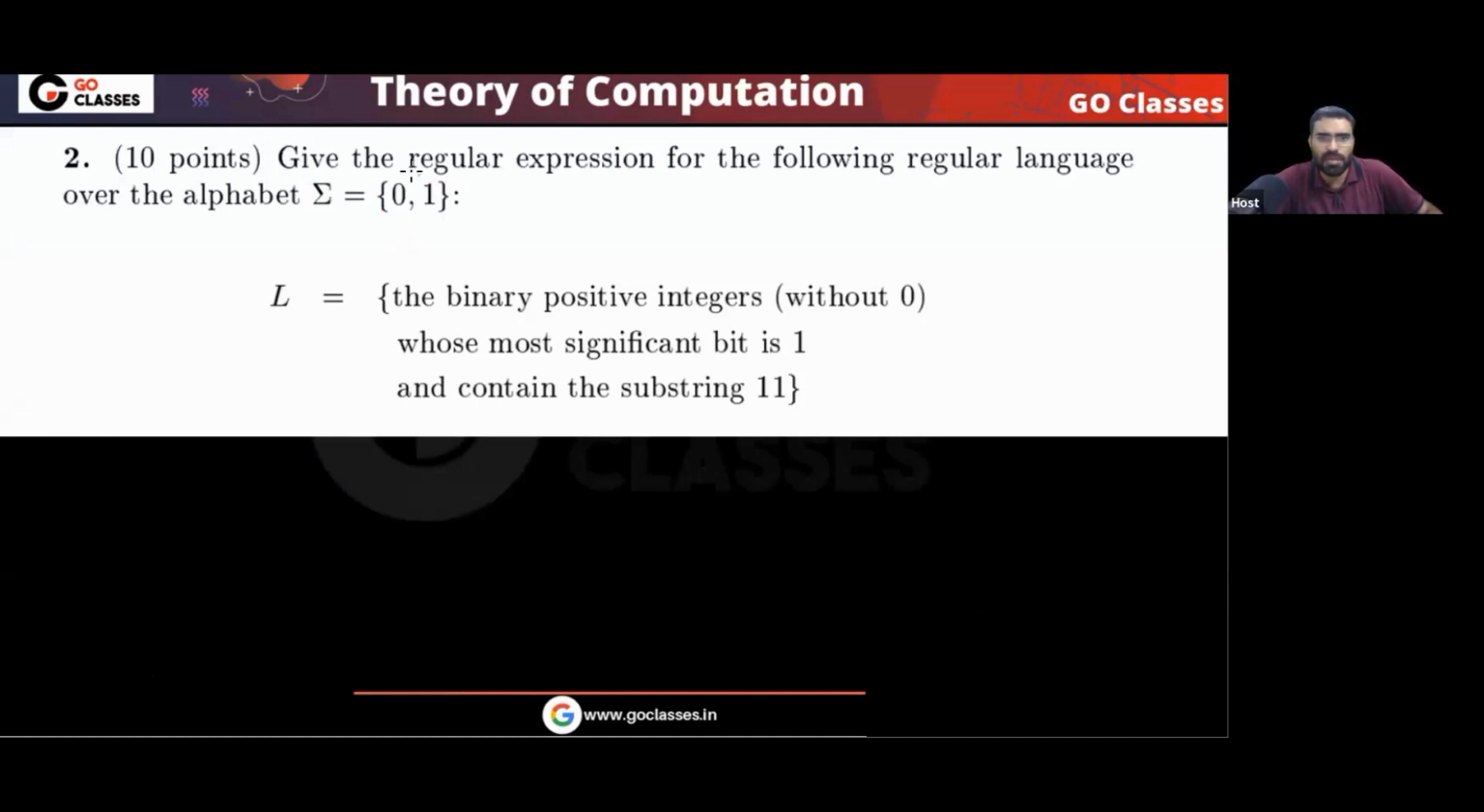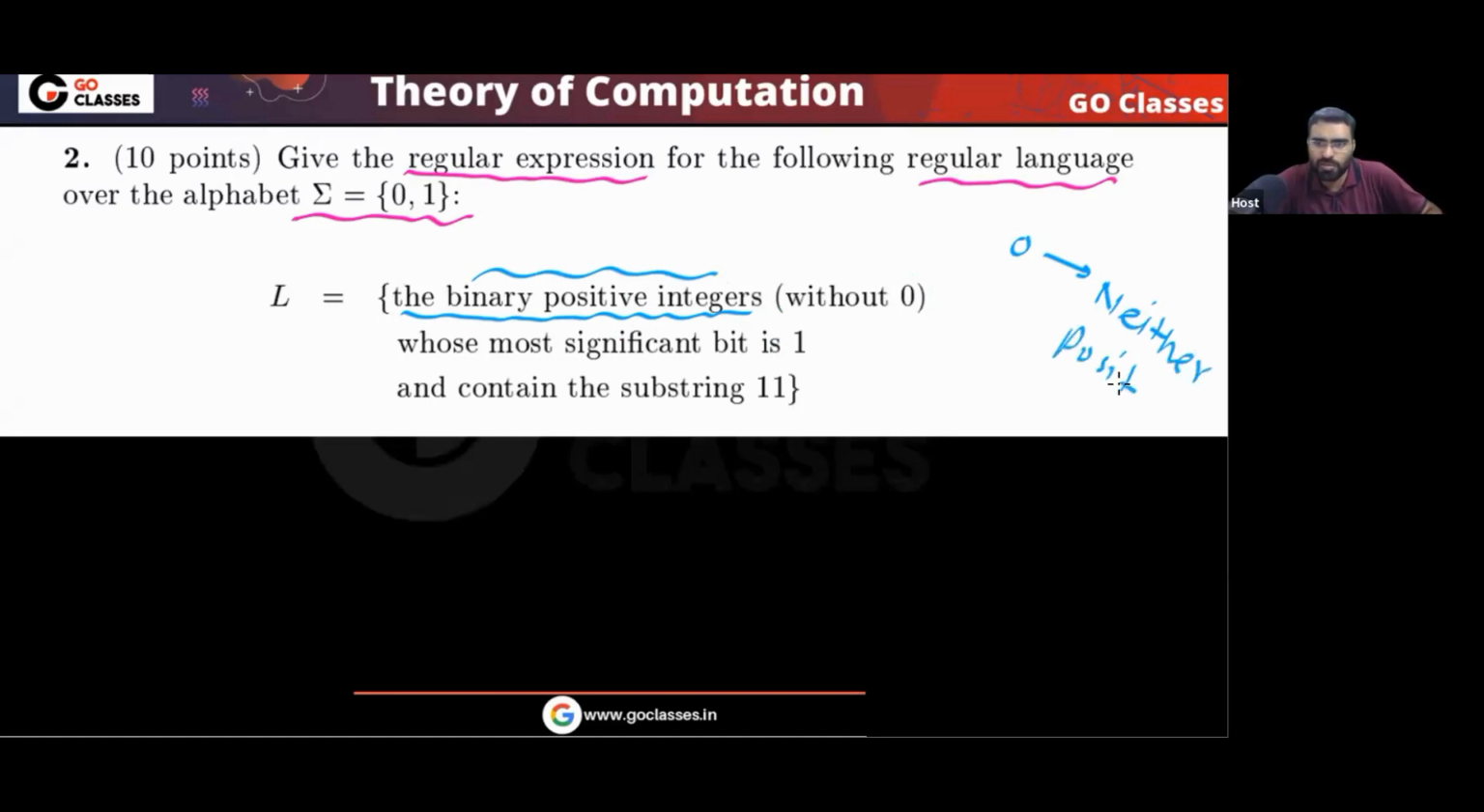See this question. Give the regular expression for the following regular language over the alphabet 0, 1. The question is asking you, what is your language? The question is saying the language is the binary positive integers. Binary positive integers without 0, because 0 is not positive, right? Yes or no? 0 is neither positive nor negative. This you already know. 0 is not positive.